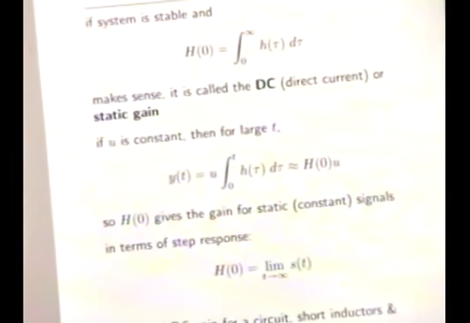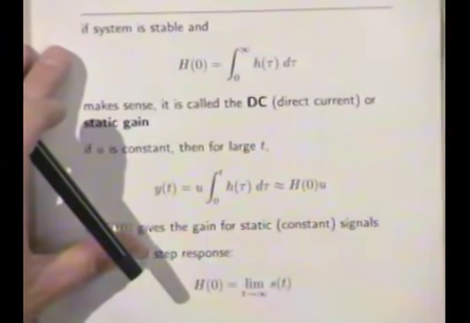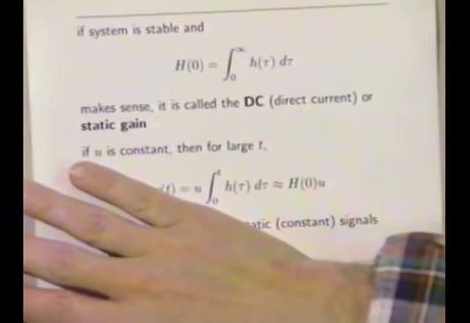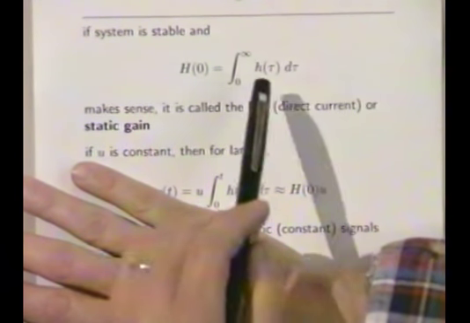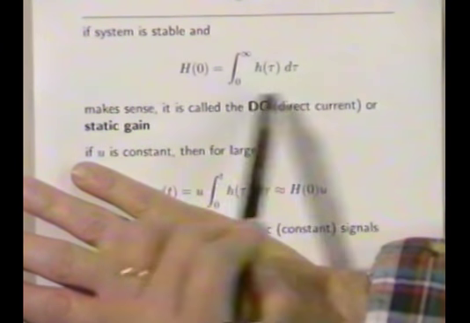Now, if you apply a constant input and the system is stable, then this integral here makes sense. This is what the step response will converge to: the integral from 0 to infinity of h(tau) d tau. It also happens to be precisely the transfer function evaluated at s equals 0. And this is called the DC or static gain.